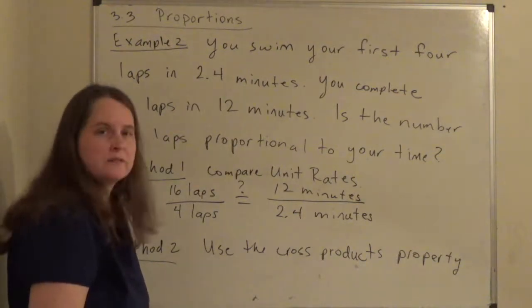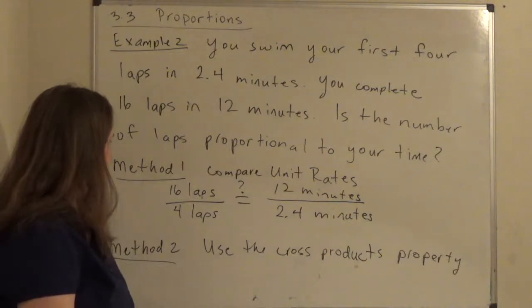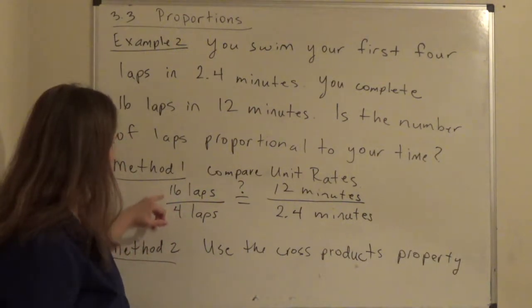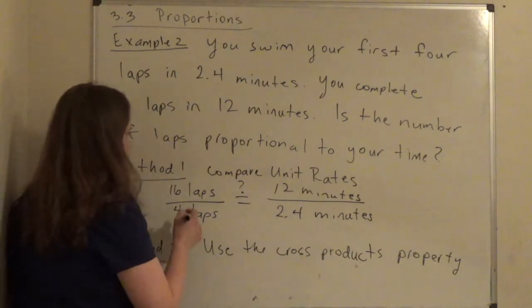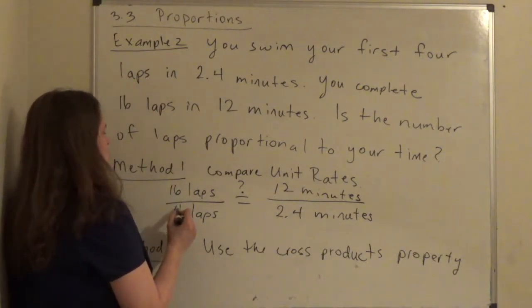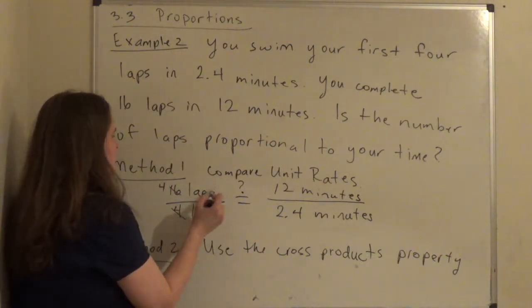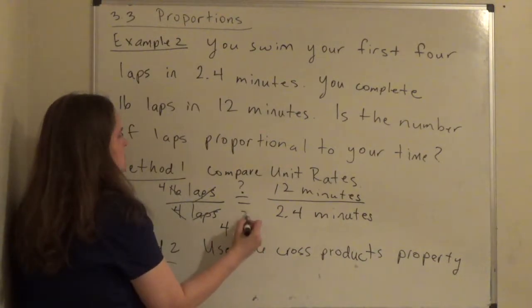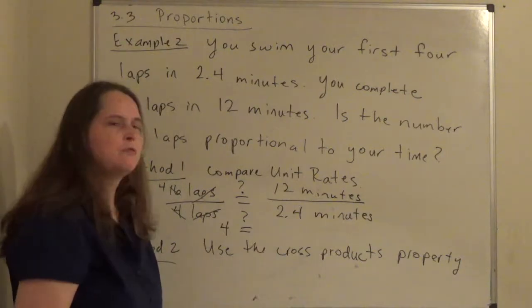And now we just need to see if this is a true proportion. Are these equivalent? So when I go to simplify this, I can divide both 16 and 4 by 4 to get that in my simplest form, or to get it down to a unit rate. So that will be 4 goes into 16 4 times, goes into itself once. And the laps cancel. So you've got 4 equals, with a question mark, and I need 12 divided by 2.4.